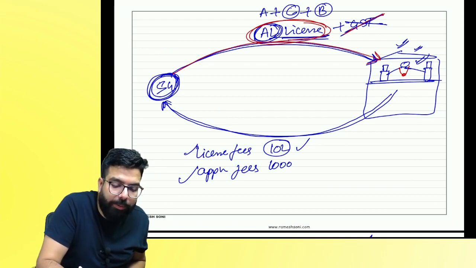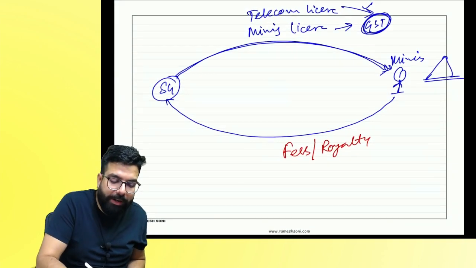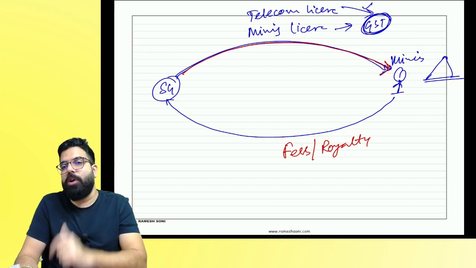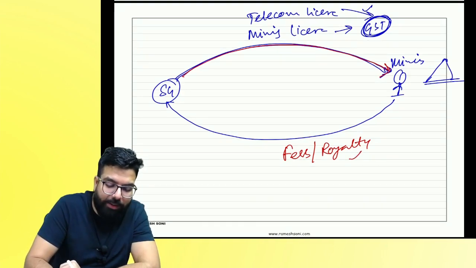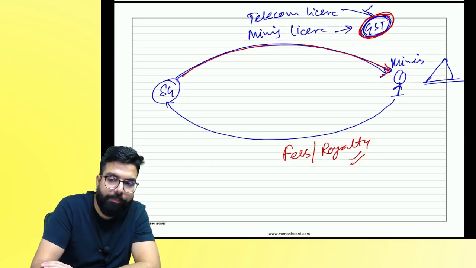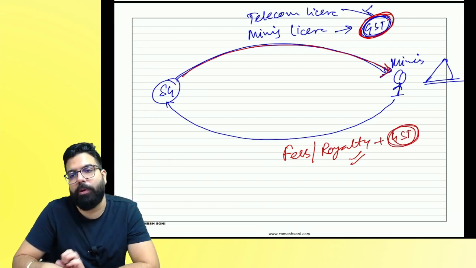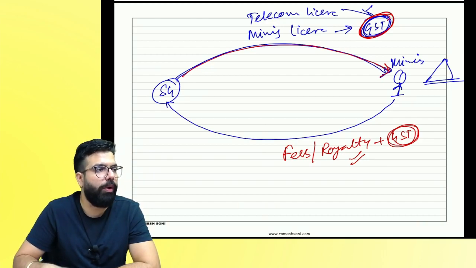Only when the government is giving you an alcoholic liquor license, there will be no GST. If the government is giving you other licenses, mining license, telecom license, and the government is taking fees and royalty, will GST come, everyone? It means you have to go ahead and pay GST on this amount. Are we clear, everyone? Can we go ahead?